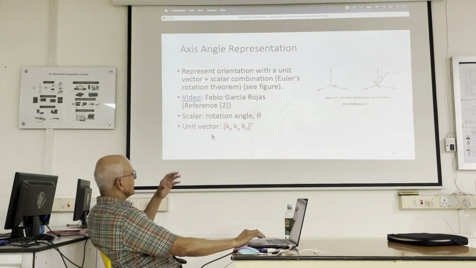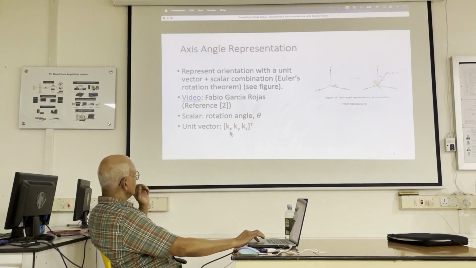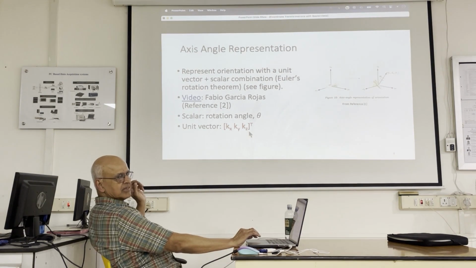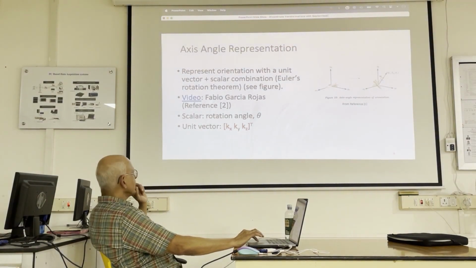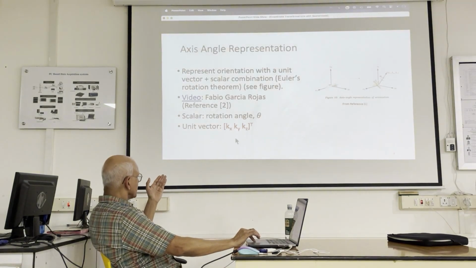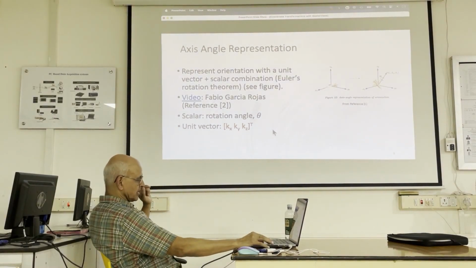It has to be a unit vector in this system. A unit vector just means that the square root of kx squared plus ky squared plus kz squared is equal to 1. I don't know whether you took a class on vector algebra, but essentially if you have a unit vector, the square root of kx squared plus ky squared plus kz squared is equal to 1. Okay, so that's this axis angle system.